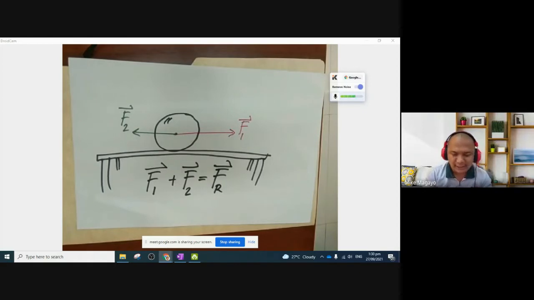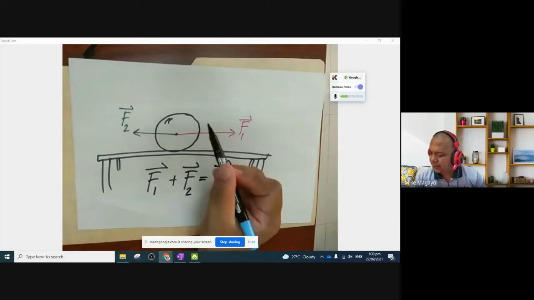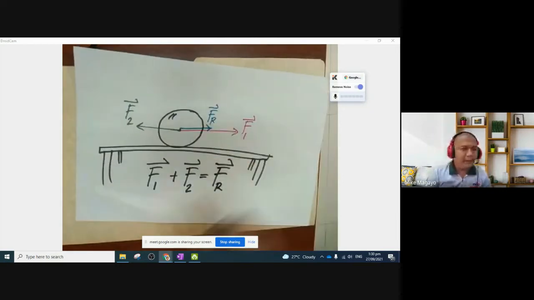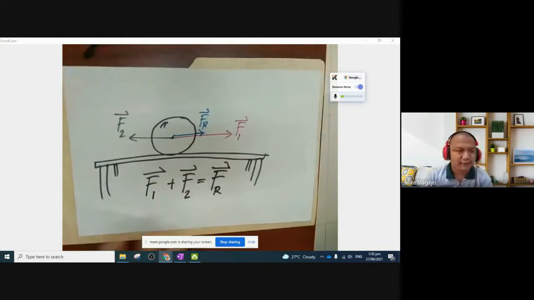By common sense, without having a formal understanding yet of a vector, we could say that FR would have the tendency to be in this direction. But we have to prove that mathematically later, right? I'm just showing it to you, one of the uses of vectors. And in this case, we're now entering the topic of adding vectors. So how do we add vectors?